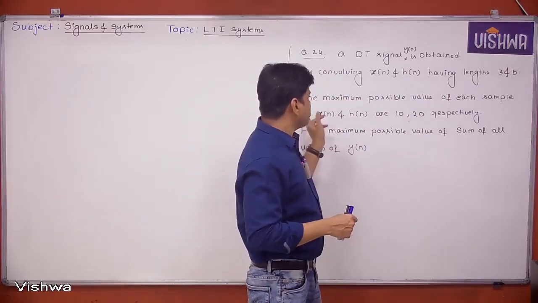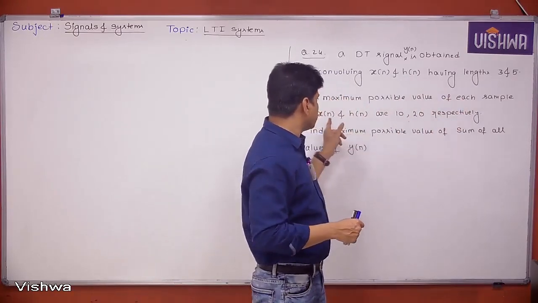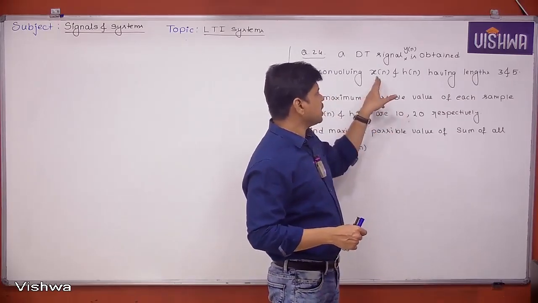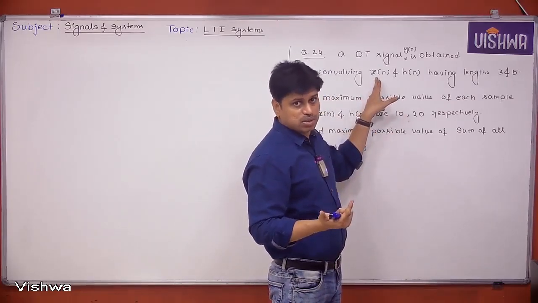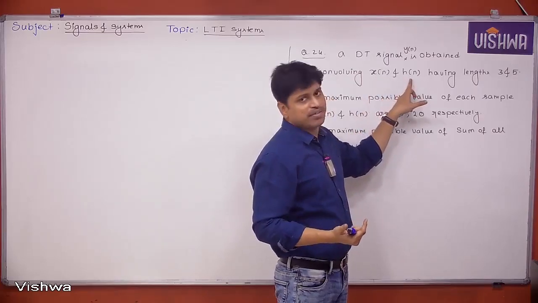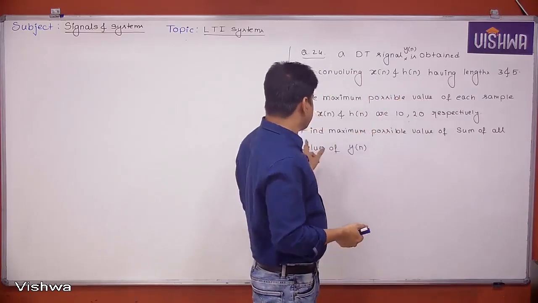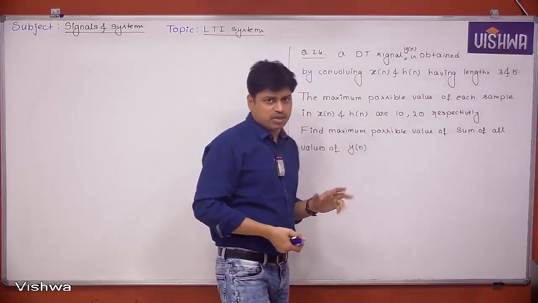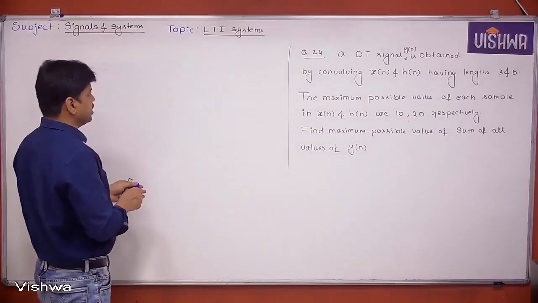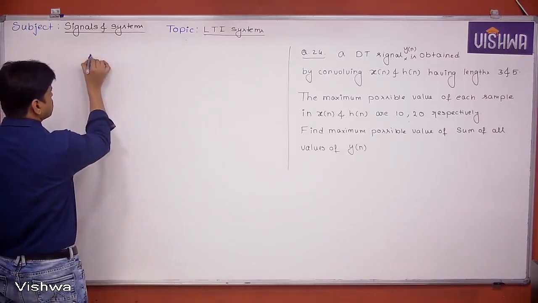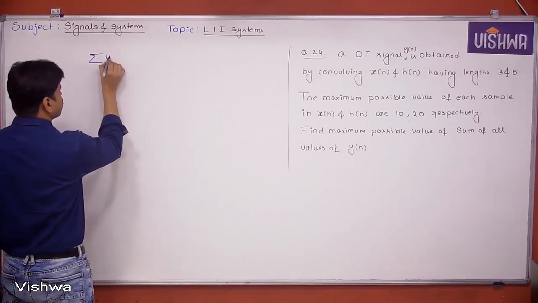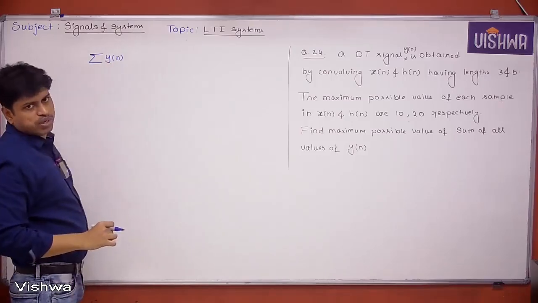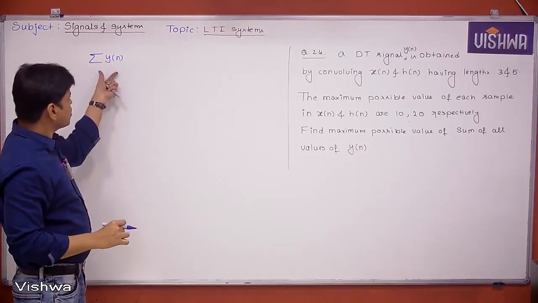And the maximum possible value of each sample in x of n and h of n are 10 and 20 respectively. That means each sample in x of n has a maximum value 10 and each sample in h of n has a maximum value 20. Then find the maximum possible value of the sum of all values of y of n. So in simple terms, they want the sum of y of n. What is the maximum value?